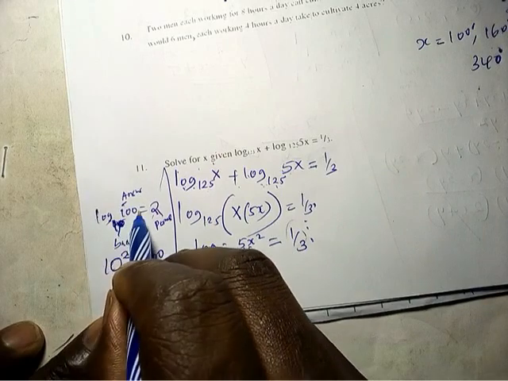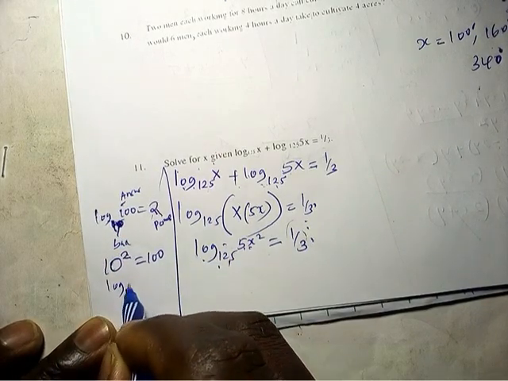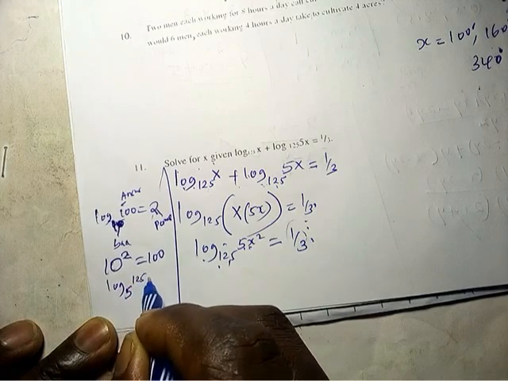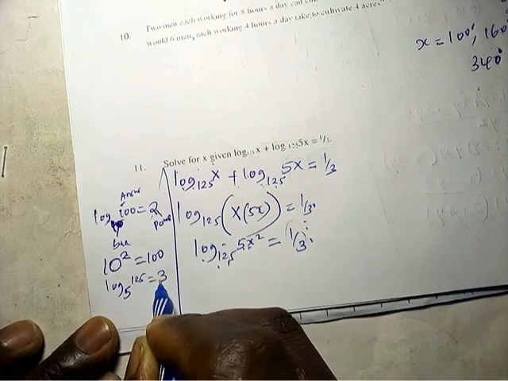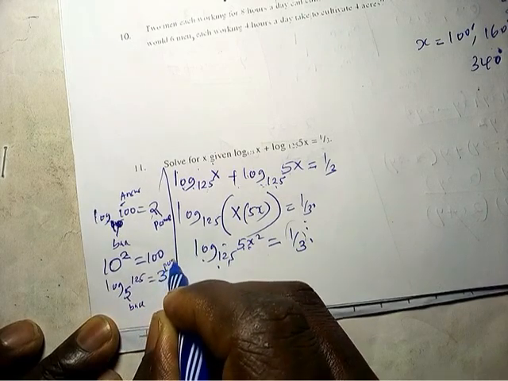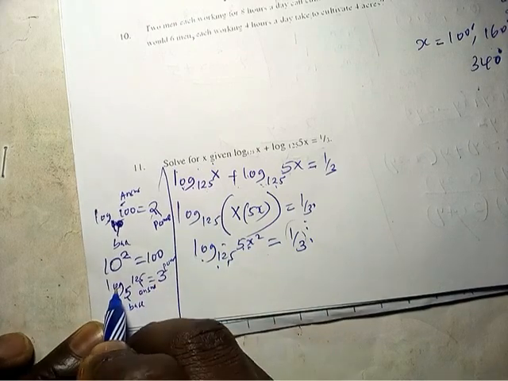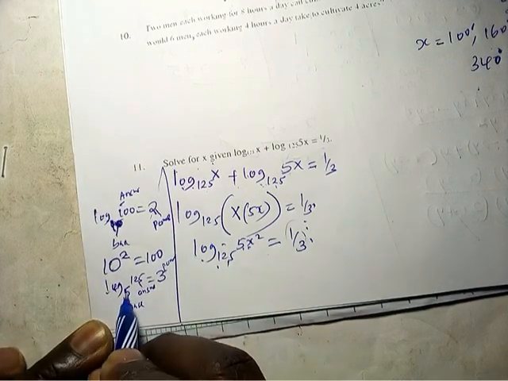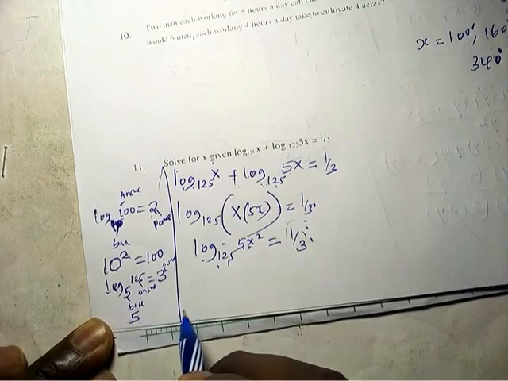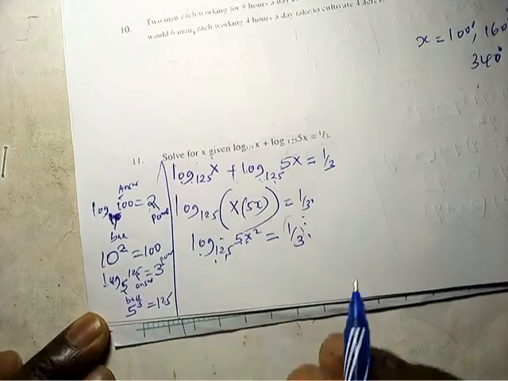Let me show what I have done. Log 125 base 5, the answer is 3. The power is 3. So this one is the base, this one is the power, and this one is the answer. Now I want to do away with the log. To do away with the log, I will say the base, which is 5, the power, which is 3, and the answer was going to be 125.